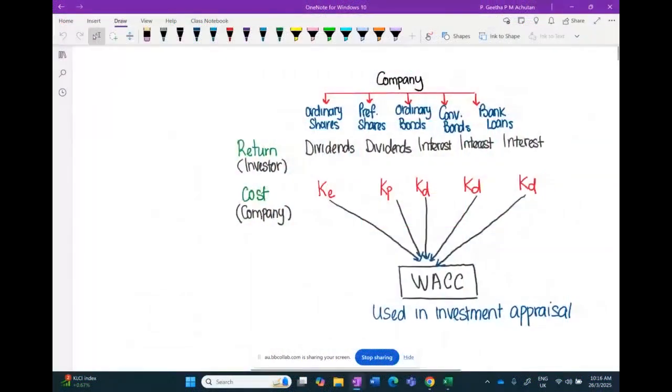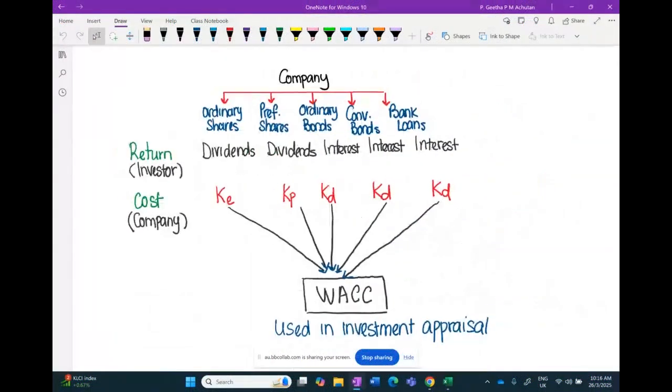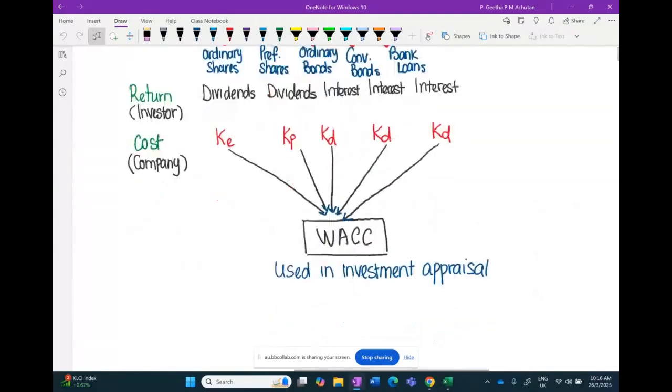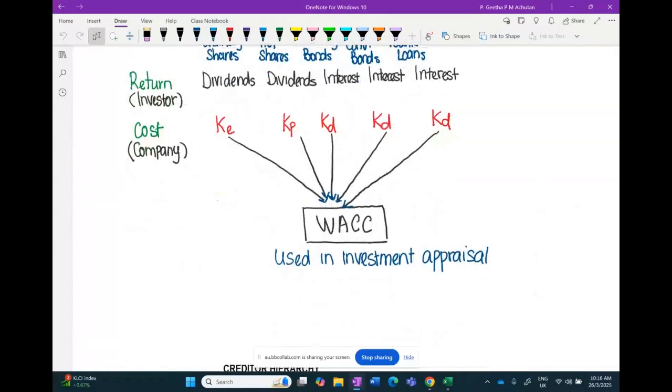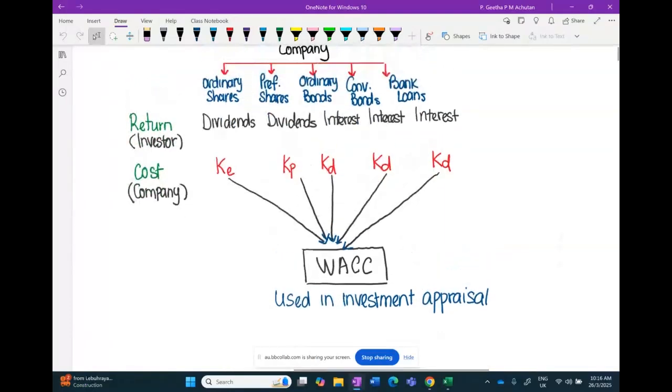In this topic, chapter 5, we call it cost of capital, or we call it WACC, weighted average cost of capital. It's normal to say WACC. We're going to learn how to calculate that WACC. The WACC is a discount rate used in investment appraisal. So when you see the term cost of capital for NPV questions, it is this WACC. So we're going to learn how to compute the WACC.